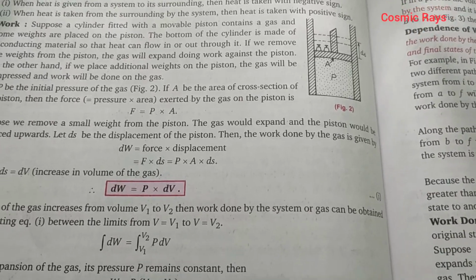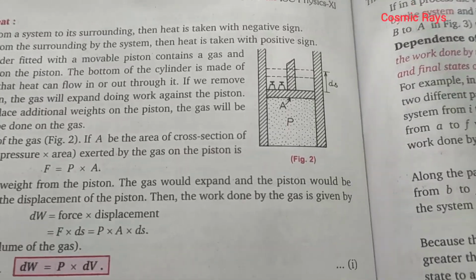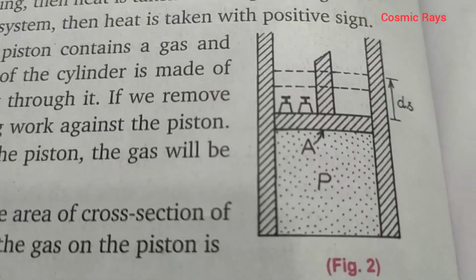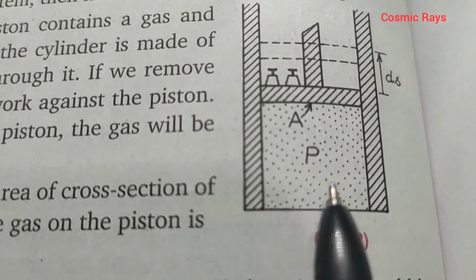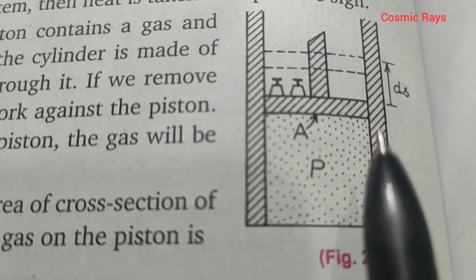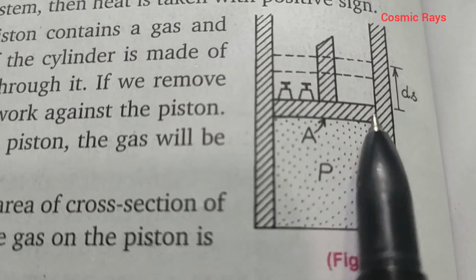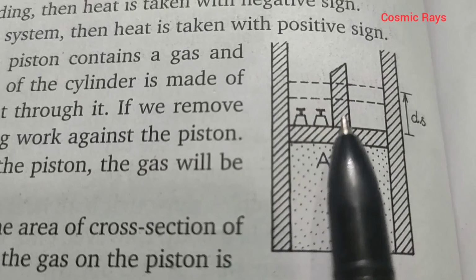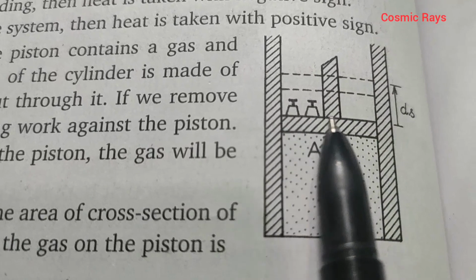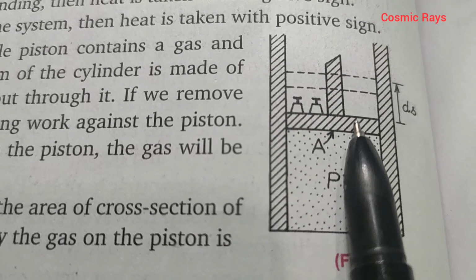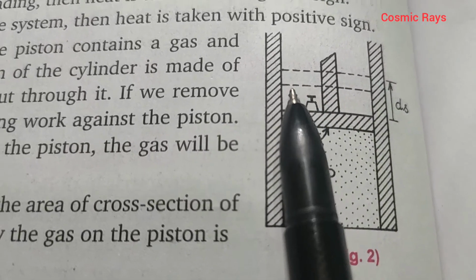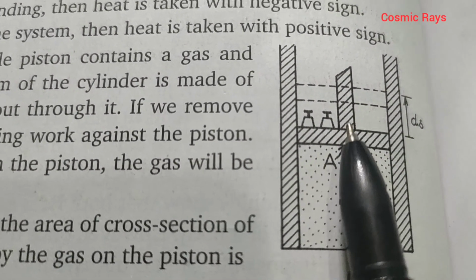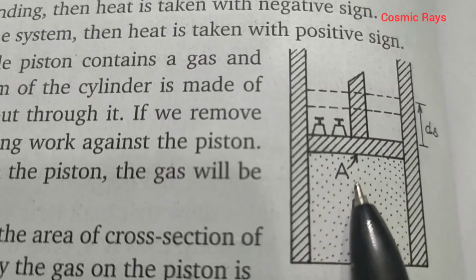So, focus on this diagram. Here we have a system where a gas is inside a cylinder which is fitted with a movable piston, and we have placed certain weights on the piston. Now, this is the position of the piston, and these weights are exerting a force on the piston, so it is not allowing the gas to expand.